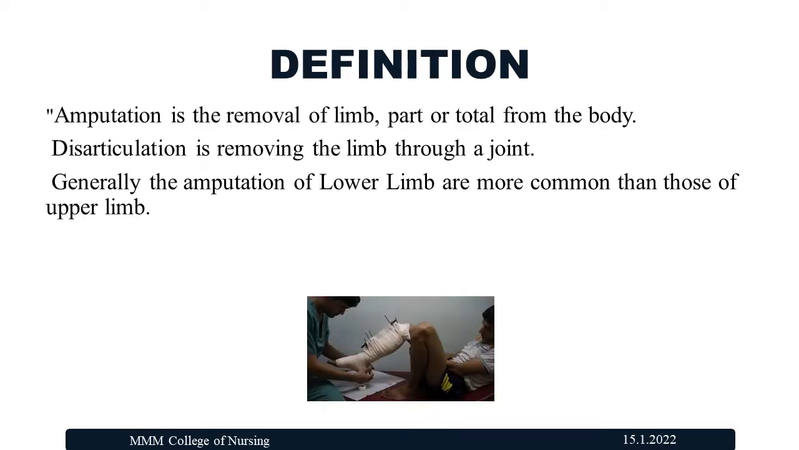Now we'll see the definition. Amputation is the removal of a limb, part or total, from the body. Otherwise we can say disarticulation is removing the limb through a joint. Generally the amputation of the lower limb is more common than that of the upper limb.